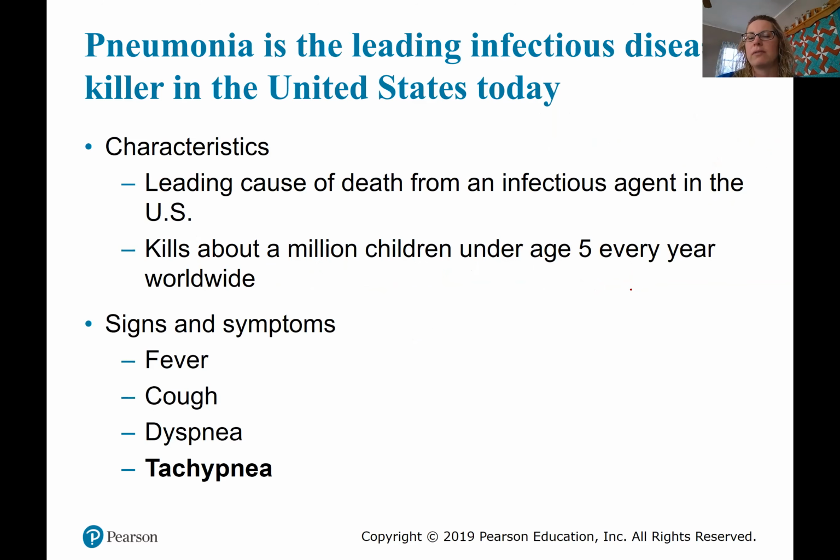Pneumonia is the leading cause of death from an infectious agent in the US. Symptoms include fever, cough, difficulty breathing, dyspnea, and tachypnea, which is rapid breathing. Okay, so you would increase your respiration rates because you're not getting as much oxygen diffusing out of the lungs, so you have to breathe faster to try to make up for that and compensate.